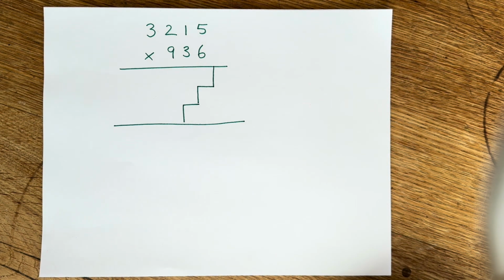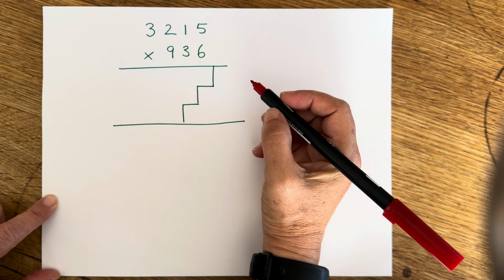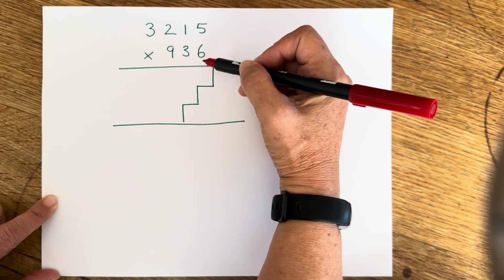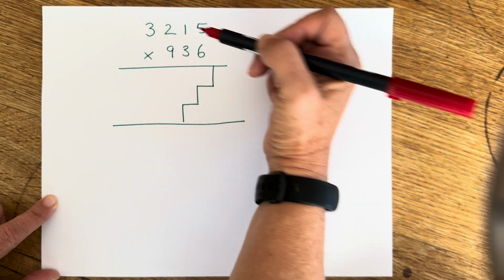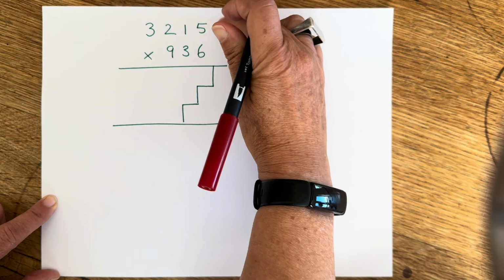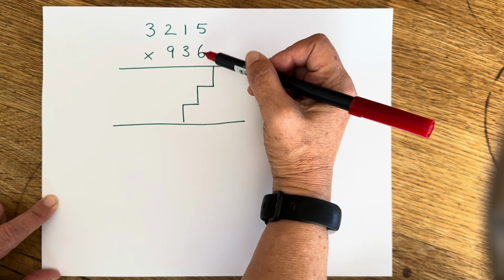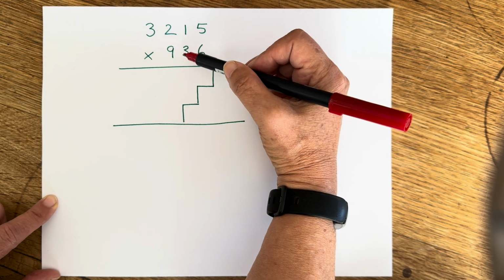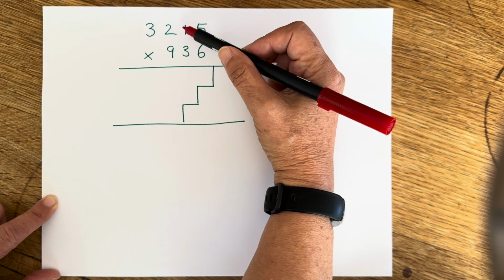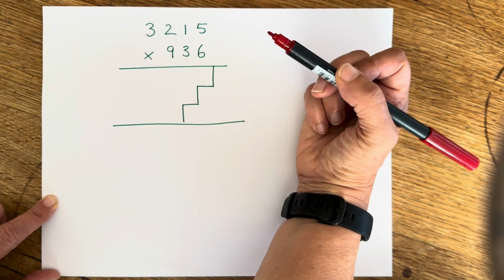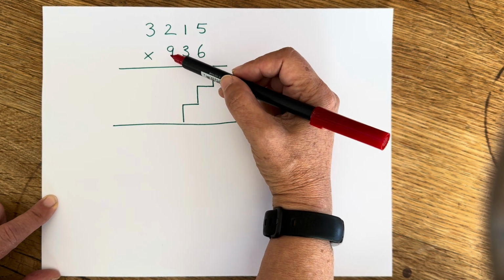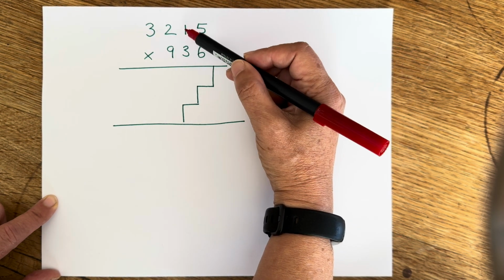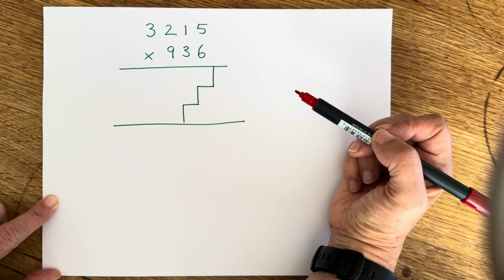And then the way that long multiplication works is that you go through multiplying each of the numbers one at a time with the different digits in the top number. So first of all, you multiply 6 by 5, and then by 1, then by 2, then by 3. Then you do the same with 3 by 5, 3 by 1, 3 by 2, 3 by 3. And then you do the same with the number 9. 9 times 5, 9 times 1, 9 times 2, 9 times 3.